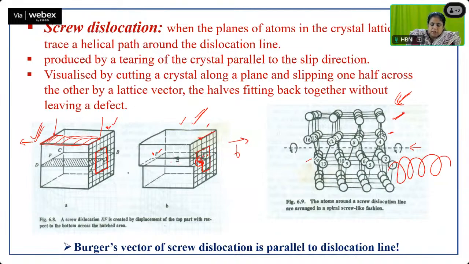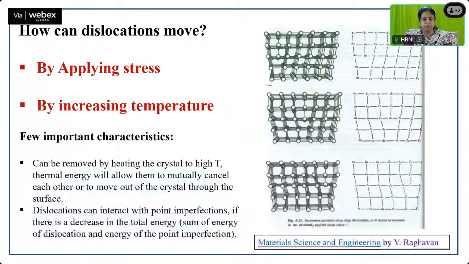Now this is your screw dislocation EF, and the Burgers vector also you see is in the similar direction. So in case of screw dislocation, Burgers vector is parallel to the dislocation line. In case of edge dislocation, Burgers vector is perpendicular to the dislocation line. That is the difference. Okay. So this is about screw dislocation.